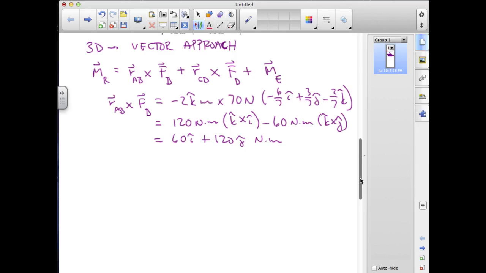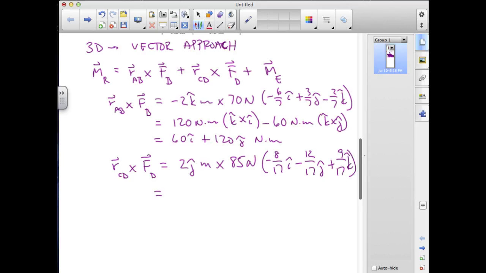For RCD cross FD, we have 2J meters crossed into 85 newtons on a unit vector that's minus 8 over 17I minus 12 over 17J and plus 9 over 17K.